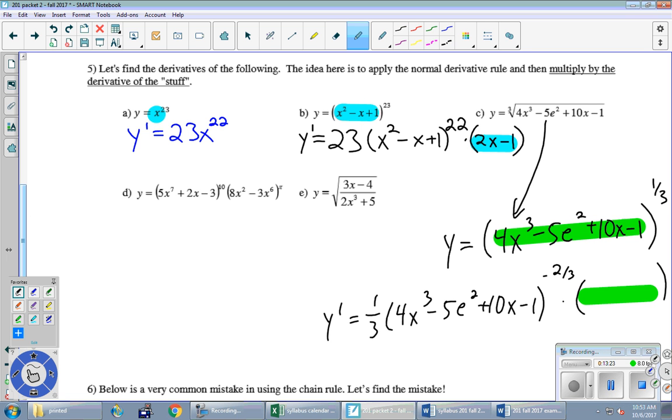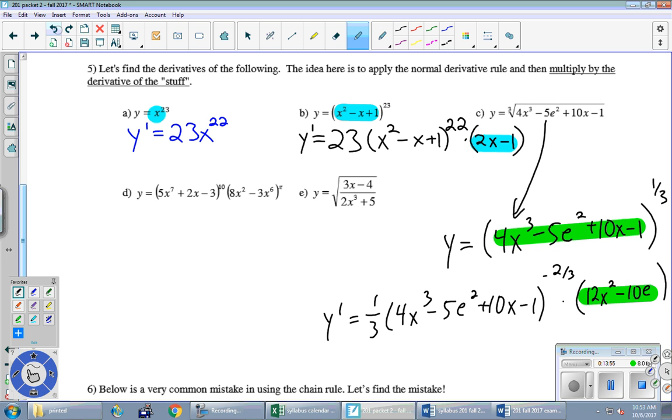So 4x cubed becomes 12x squared. 5e squared, does that become 10e? Right, 2 comes down. That's right. Is that the derivative of the 5e squared? Ryan? Ryan says e is just a number. So 5e squared is just a number. So what's the derivative? 0.